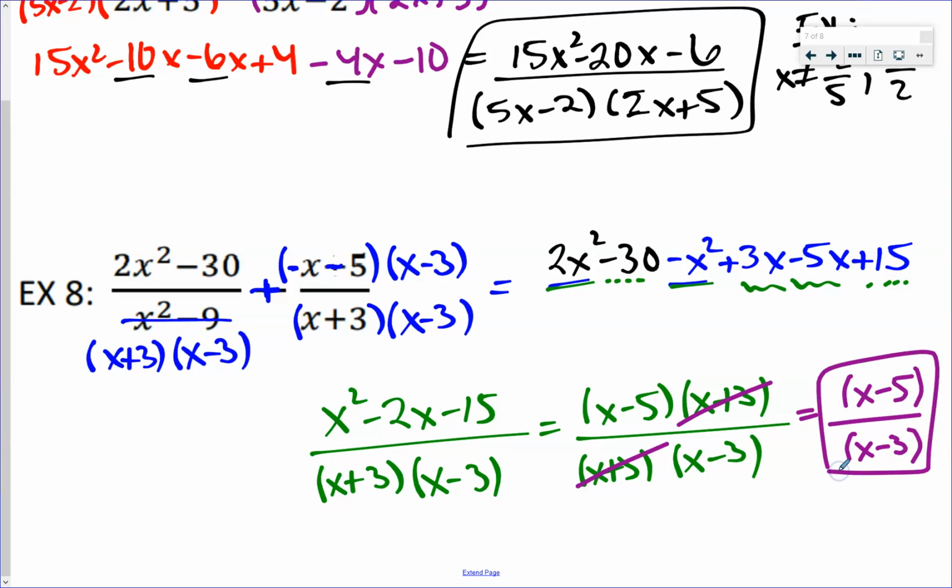I want you to try this one. Go ahead and pause, try it, and then come back.